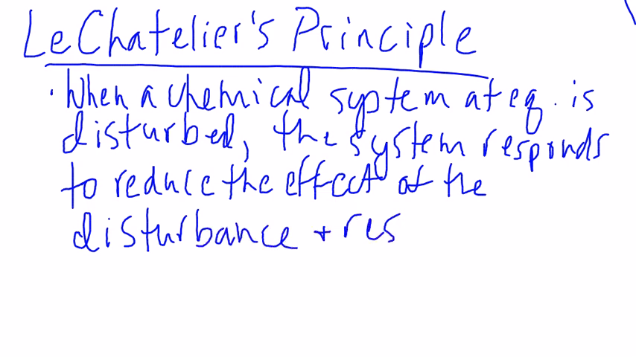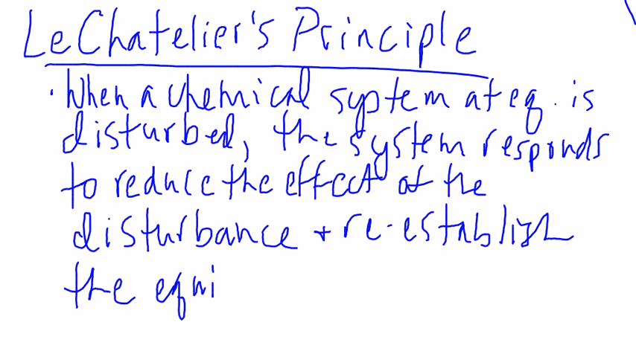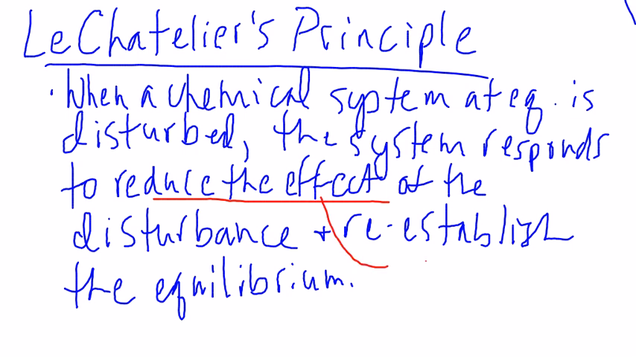And reestablish the equilibrium. So when a chemical system is at equilibrium and it's disturbed, the system responds to reduce the effect of the disturbance. Another way of saying that is the system responds to counteract the disturbance. So whatever you do to the system in a sense tries to reverse that effect.